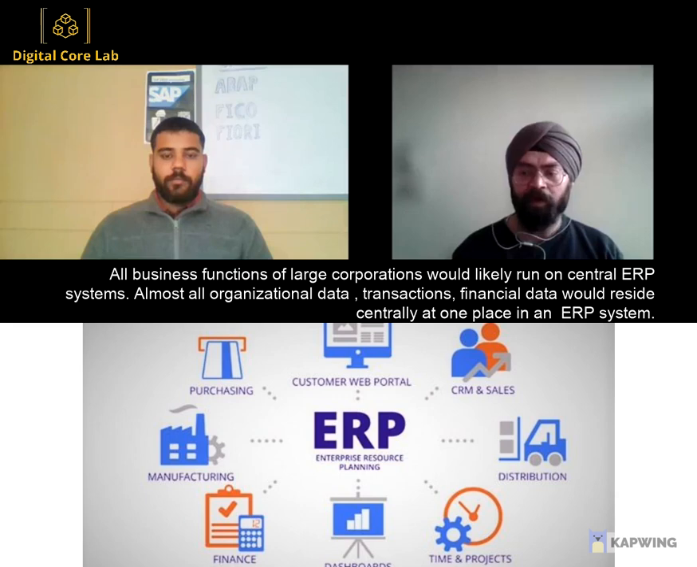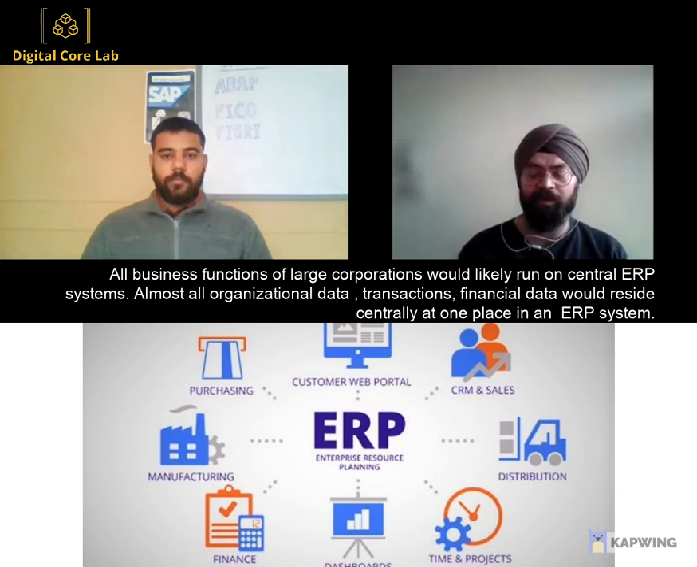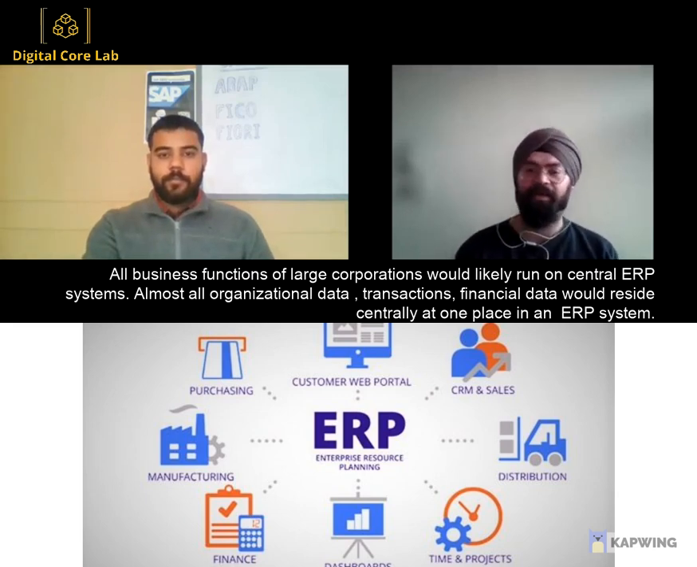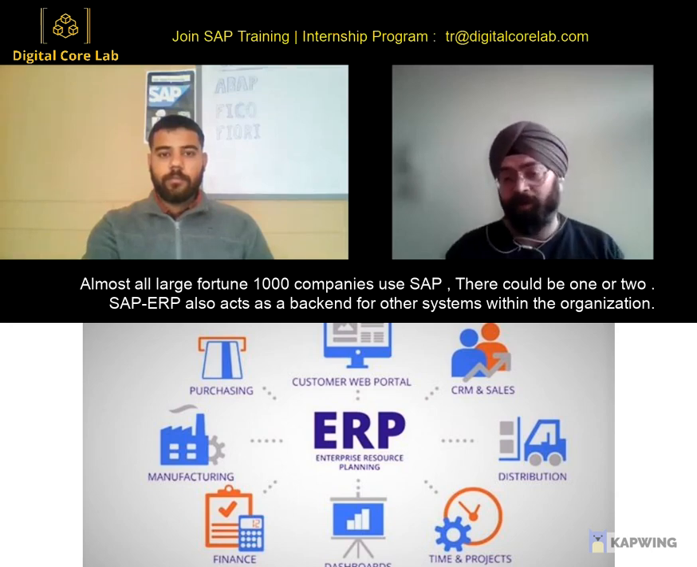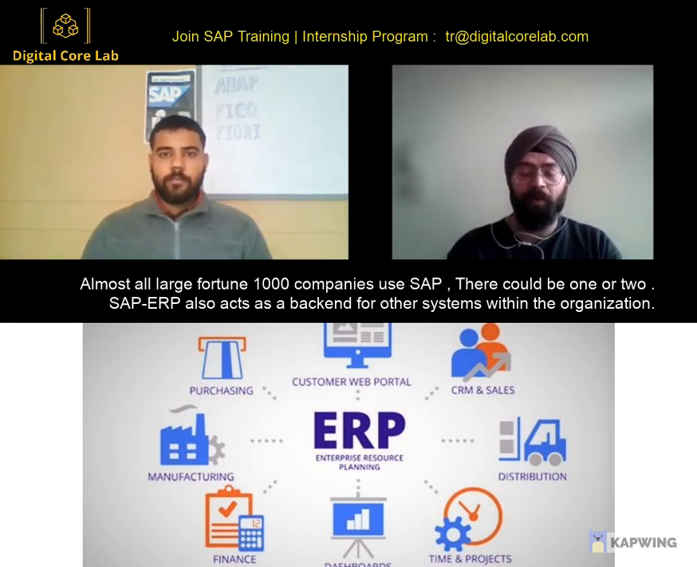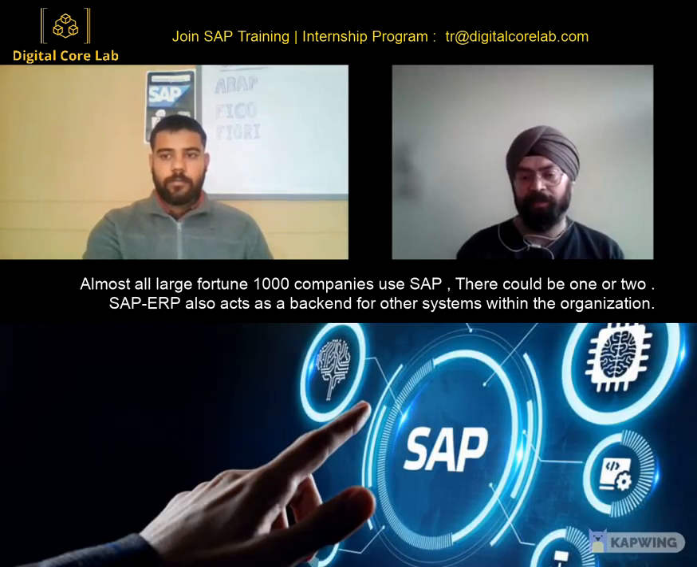Now, all business functions of large corporations typically run on ERP systems. So you would have all transactions, all business data related to that business being stored centrally at one place. And I would like to point out here that almost all large Fortune 1000 companies use SAP. There could be one or two exceptions. So it's widely used, and it also acts as a backend for other systems within an organization.